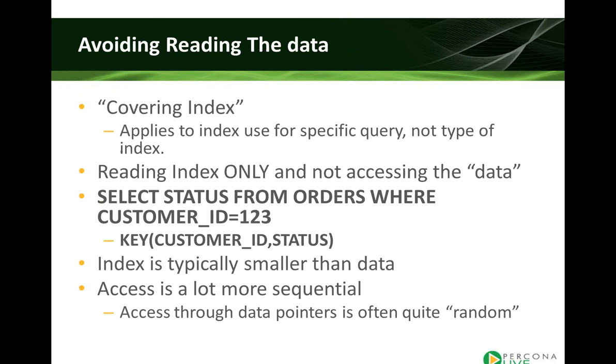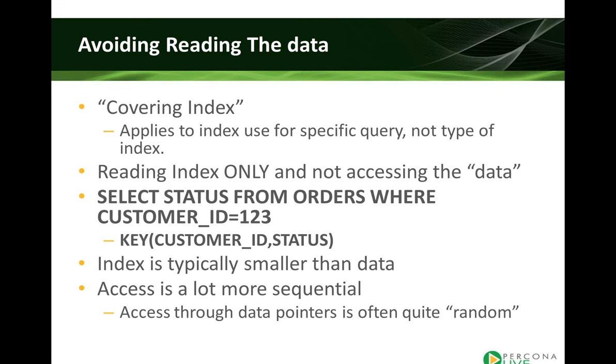Then let's talk about the third optimization, avoiding reading the data. We mean that all the data needed for a query for a given table can be read through an index. And we call that a covering index. What is important to know in this case is that the covering index is not a type of index. It just means a way an index can be used for a given specific query. Right? And here's an example.